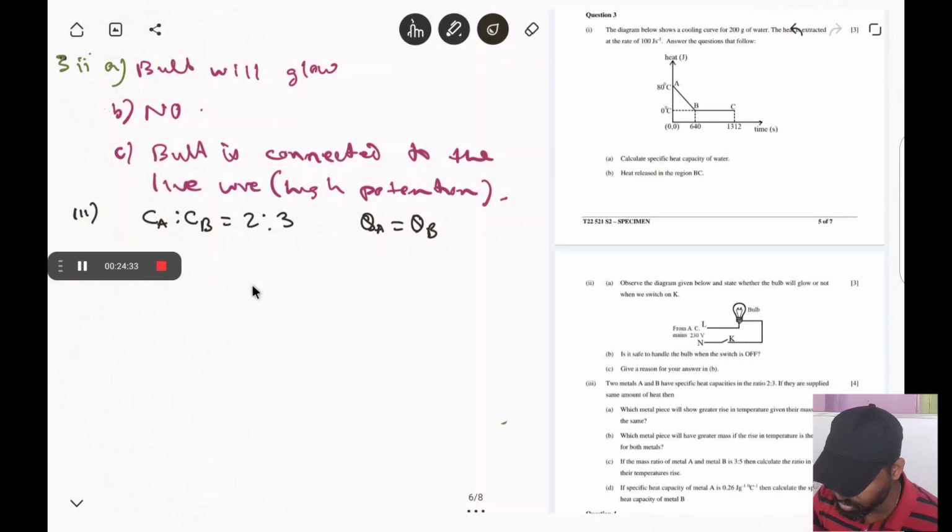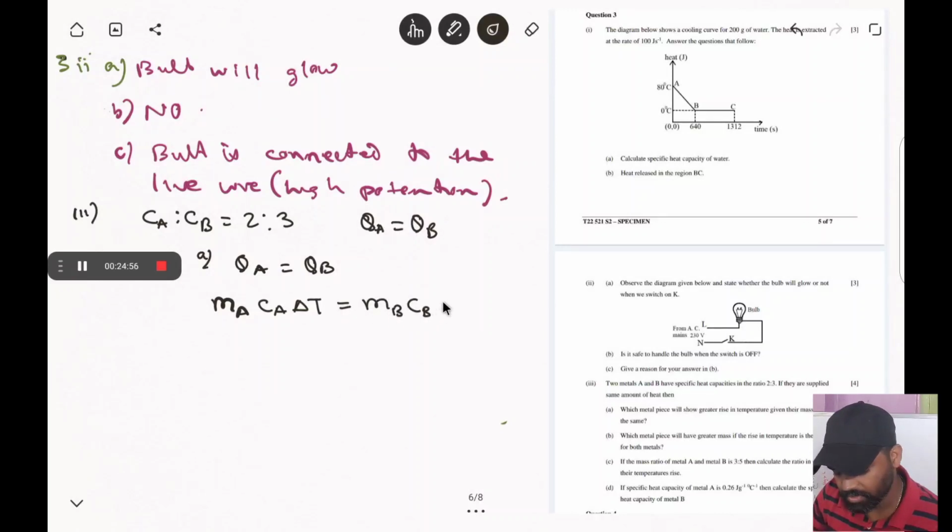Which metal piece will show greater rise in temperature given their masses are same? Look over here, number A. Heat is same, so Qa is equal to Qb. Qa is what? Ma Ca del T, Mb Cb del T. Change in temperature will show greater rise in temperature.